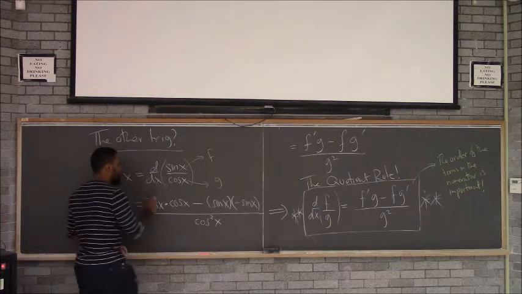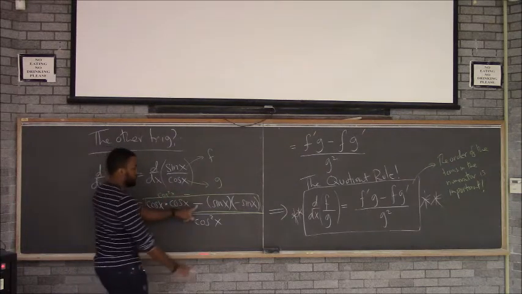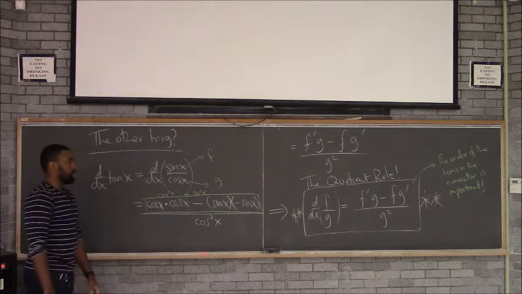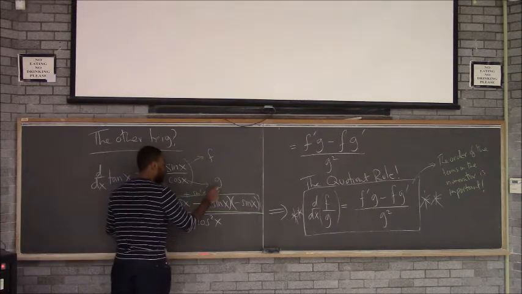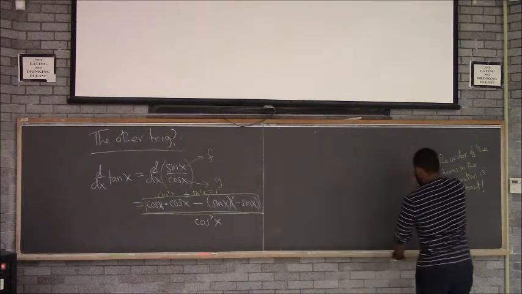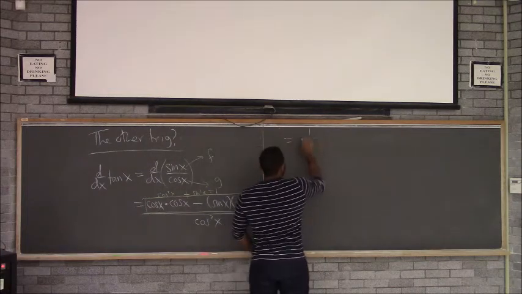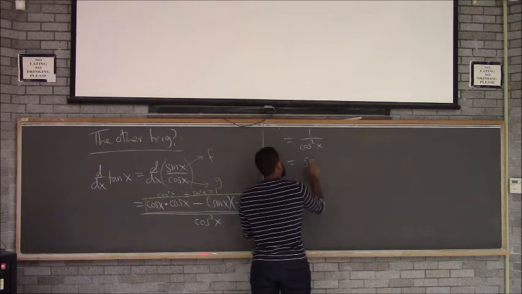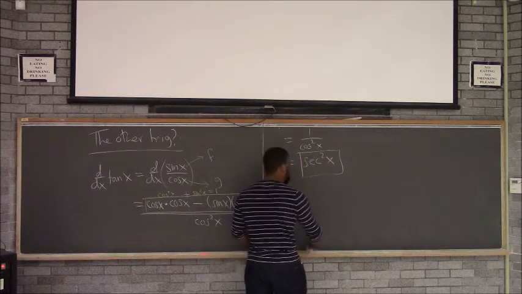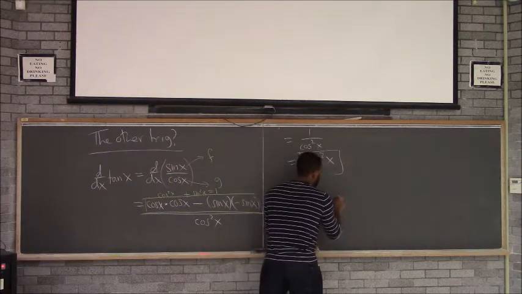Now, of course, in the top, what you'll realize you have is cosine squared of x minus, well, this negative and that negative multiply to give you a plus, and you get sine squared of x. And if you recall, cosine squared of x plus sine squared of x is 1. So this is equal to 1 over cosine squared of x, which is the secant function squared. In fact, that's just something I expect you to know now. The derivative of tangent of x is secant squared of x.